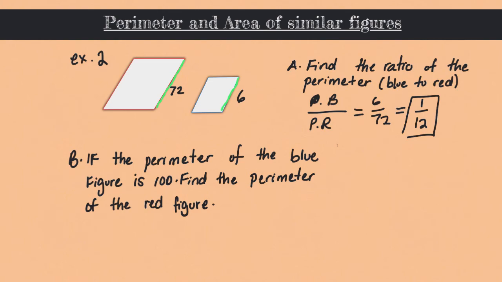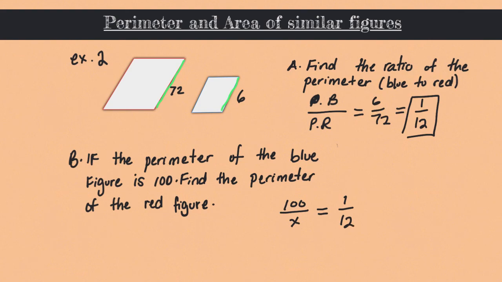Part B, if the perimeter of the blue figure is 100, find the perimeter of the red figure. So the perimeter of the blue figure is 100. And we don't know the perimeter of the red figure, so we're going to replace P of R, or the perimeter of R, with the variable x. And we know that that is equal to the ratio of the corresponding side lengths, which we have discovered is 1/12.